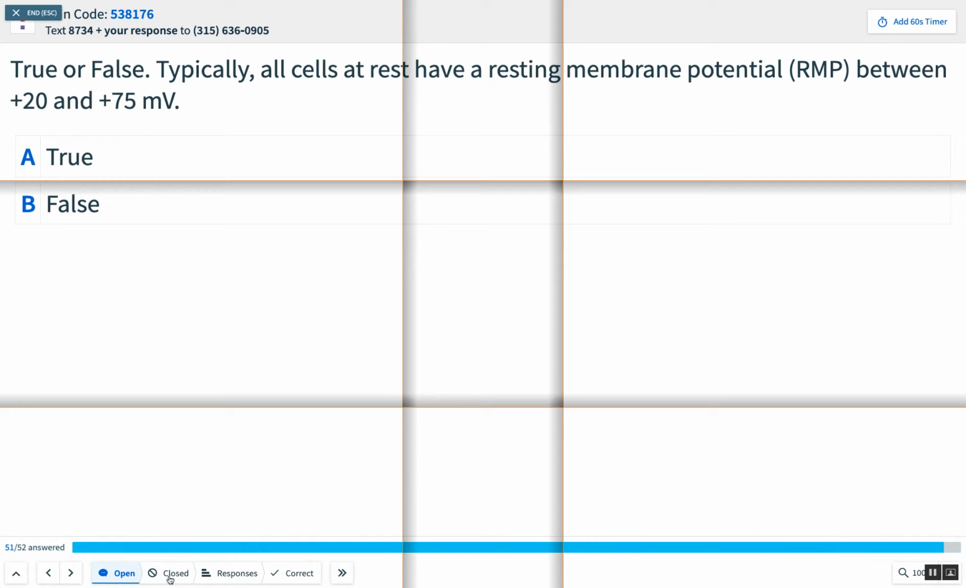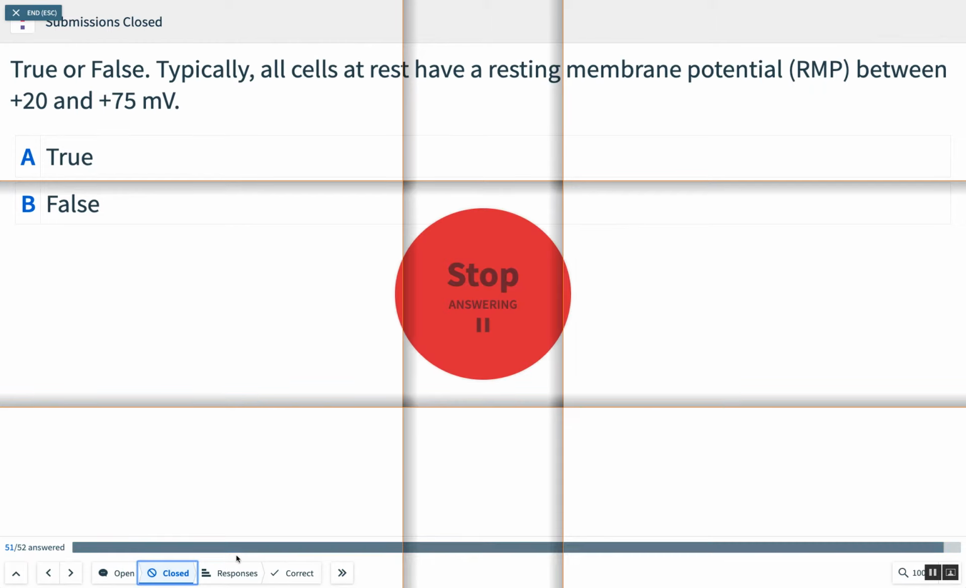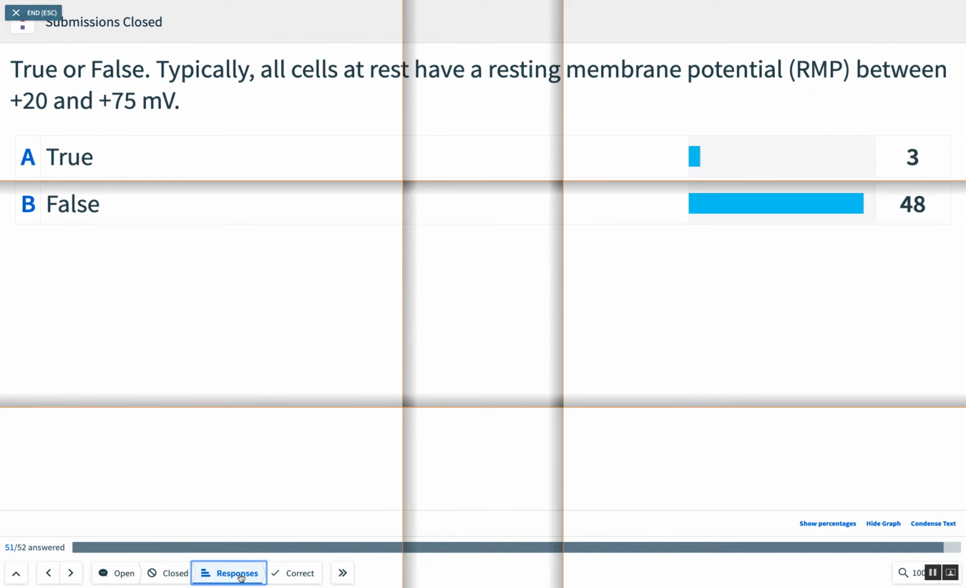Let's go ahead and close this one. And of course, this one is false. All right. So what should it be? Yes, negative, I would say, right? We've been talking about it in class as negative 70 millivolts.